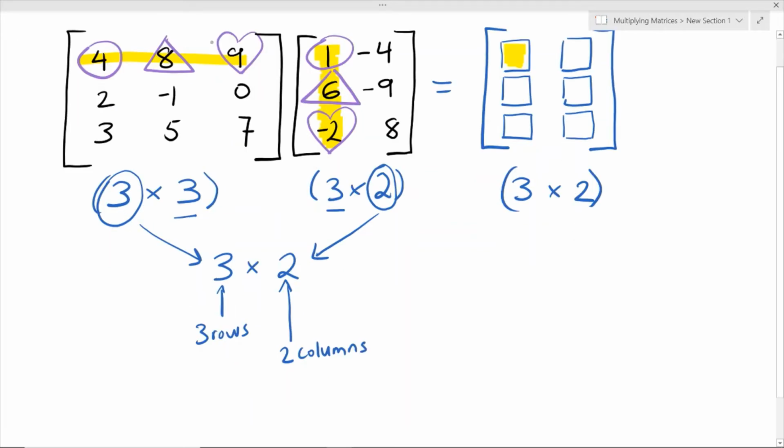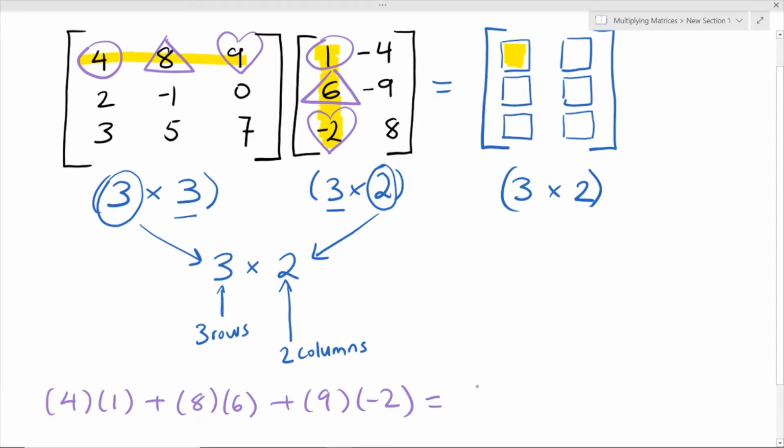So now I am going to multiply the corresponding entries together. So 4 times 1, because the 4 and the 1 are both first. 4 is first in the row, 1 is first in the column. Then 8 times 6, because they're both in the second position, and then the third position, 9 times -2. We have to add these up after multiplying them, so we're going to multiply them now.